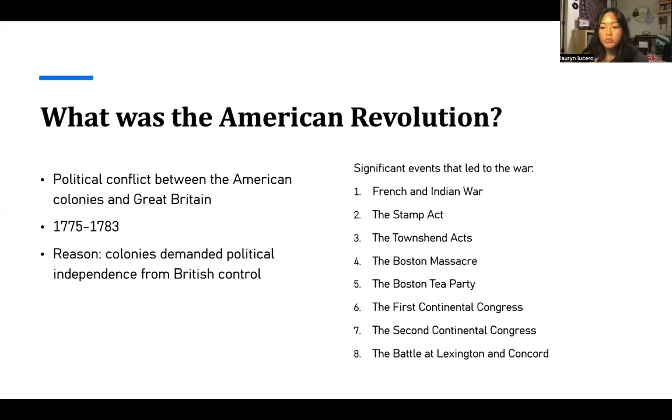However, colonists dealt with the poor treatment from British for years before even fighting back. A few of the events that led up to it that I'll be talking about include the French and Indian War, the Stamp Act, the Townshend Acts, the Boston Massacre, the Boston Tea Party, the First and Second Continental Congresses, and the Battle of Lexington and Concord.